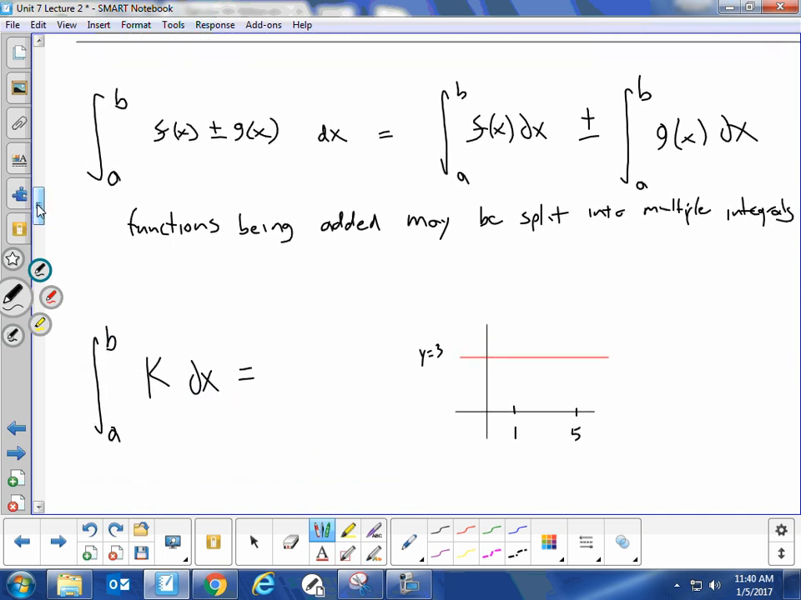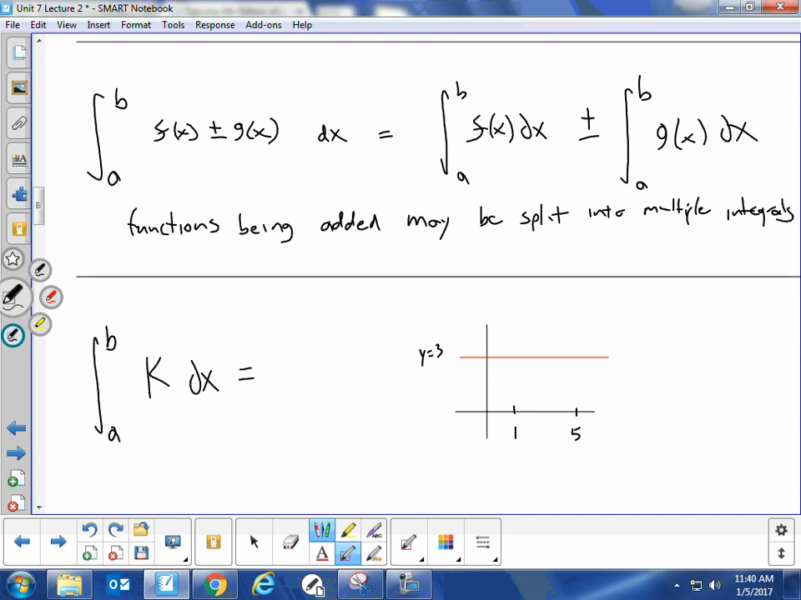Okay. Bringing us to the next one. If I have a constant, finding the area under the constant from A to B, I gave you an example. The constant is 3 from 1 to 5. Can we come up with some property where we always know what this will be? Okay, discuss that with your neighbor. Go.